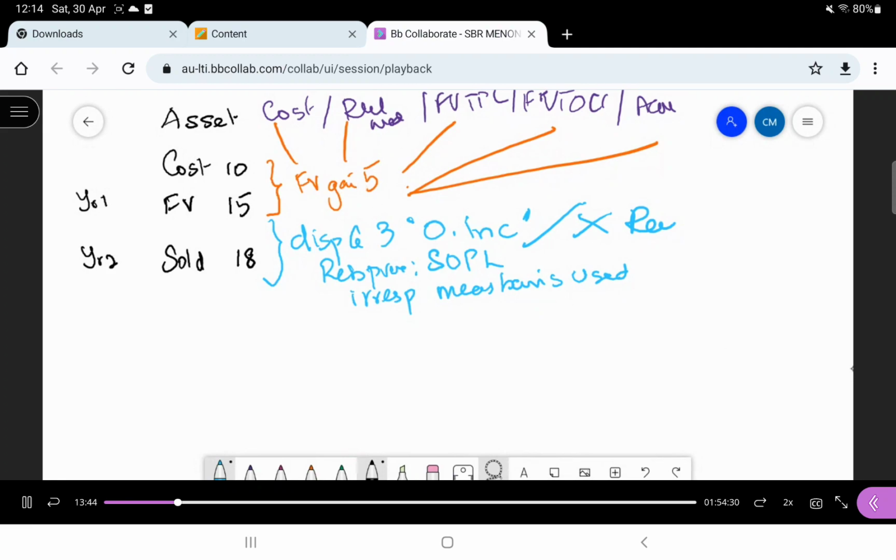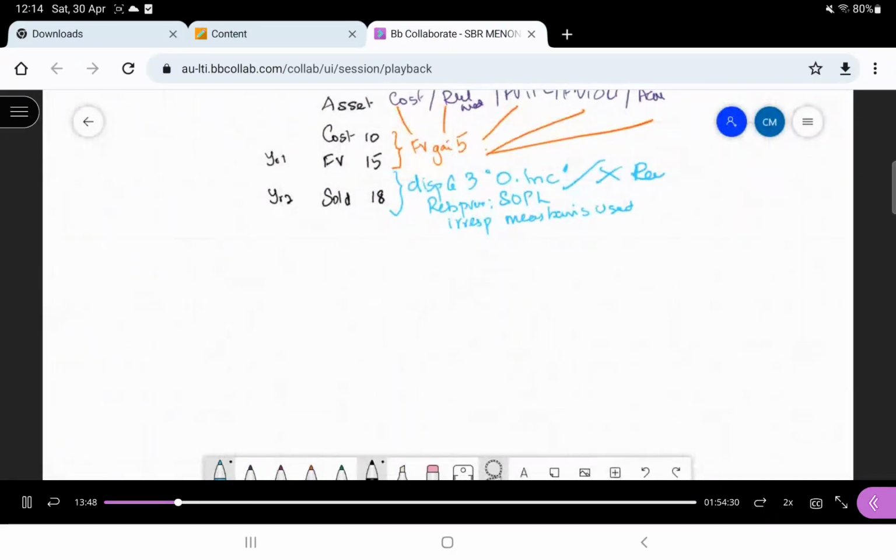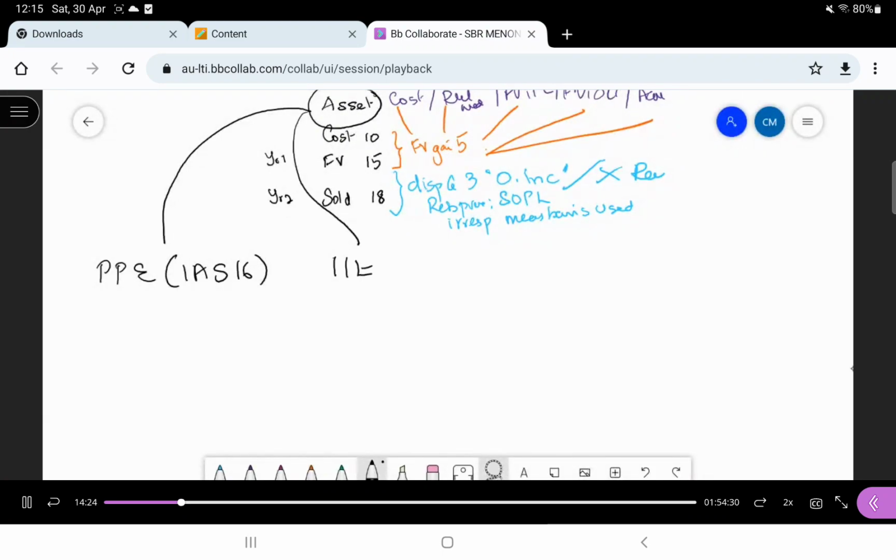Now, focusing on this fair value gain, I'm going to show you 2 examples. You observe what I'm doing. We're only going to stick to fair value gain. I'm not worried about the disposal gain anymore. First, let's assume that this asset is PPE, so that falls within the scope of IAS 16. But if I say this asset is an investment in equity instruments, that falls within the scope of IFRS 9. But if I say this asset is IP, investment property, it falls within the scope of IAS 40.